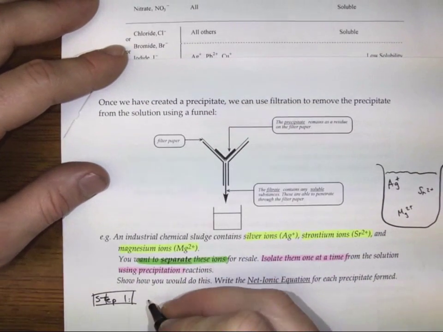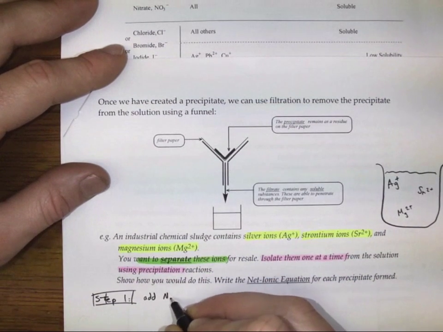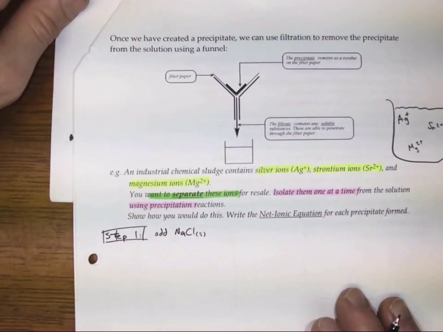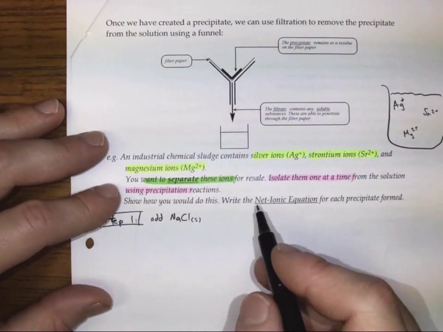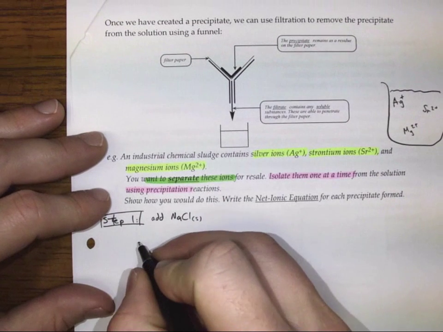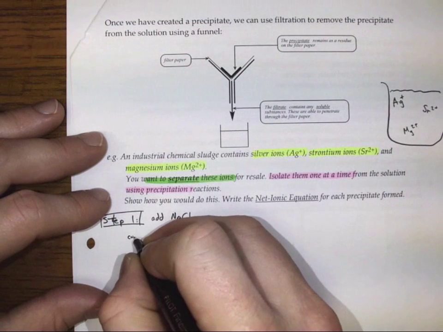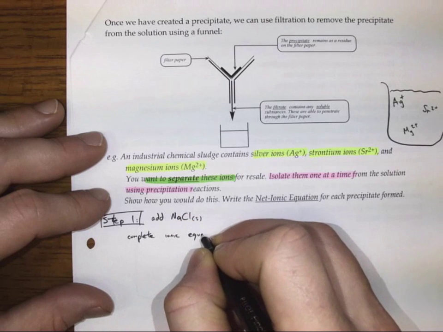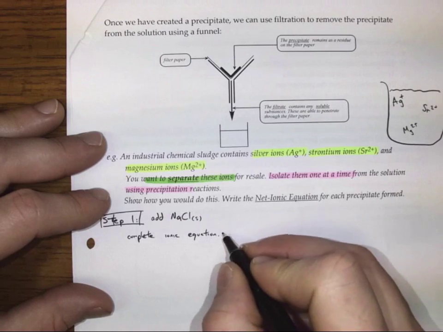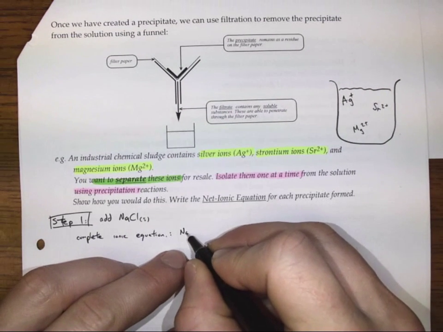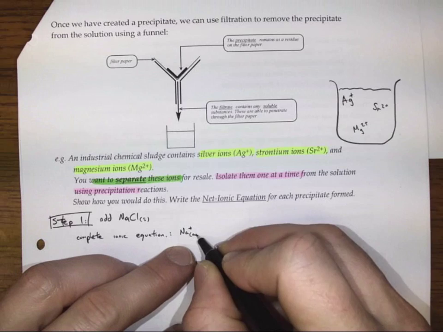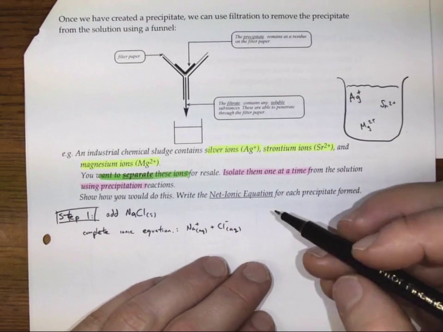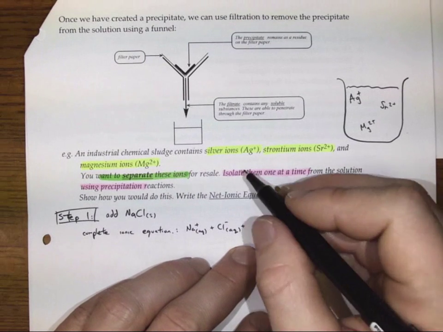All right, so I'm going to add sodium chloride, which is salt, and it's a solid. Then I'm going to write a net ionic equation. First I'm going to write a complete ionic equation. That's going to look like some sodium ions, some chloride ions. You don't actually have to write the complete ionic equation, but I'm going to write it just so that we're sure what's happening.